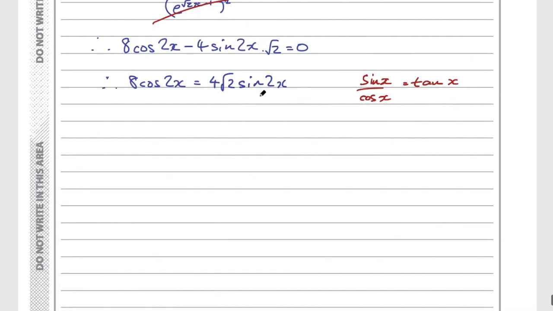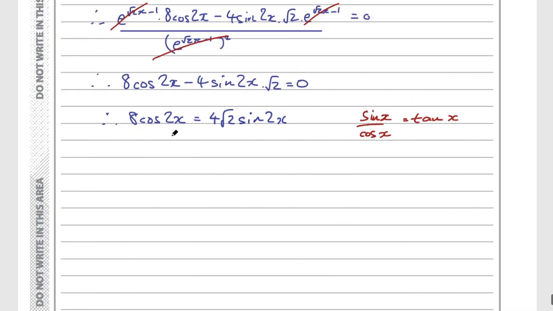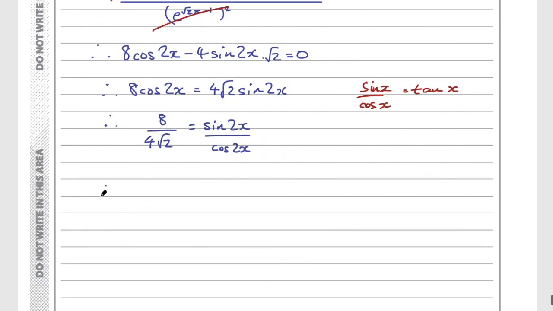So if I can get the sine of 2x divided by the cosine of 2x, that will allow me to get the tangent of 2x. So let's rewrite this with the sine of 2x divided by the cosine of 2x on the right hand side. And then also we can divide by 4 root 2 on the left hand side. So on the left hand side we'll be left with 8 over 4 root 2. And on the right hand side we'll have the sine of 2x divided by the cosine of 2x. And I'll just flip this around so that the tangent is on the right hand side. So I'm going to change that to the tangent of 2x equal to now 8 over 4, that can cancel to 2 over root 2, so this becomes 2 over root 2.